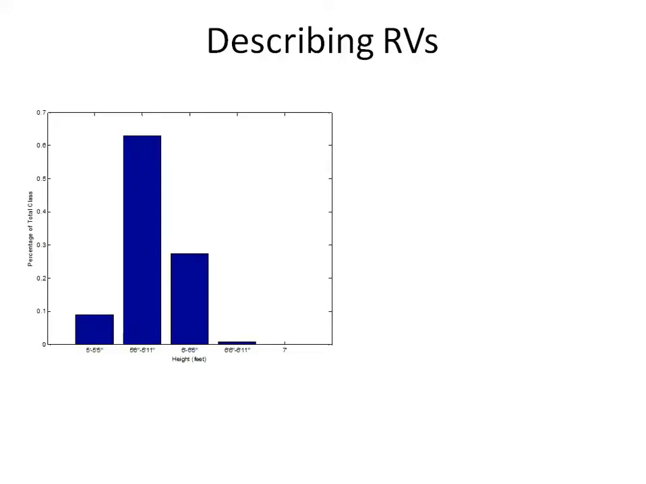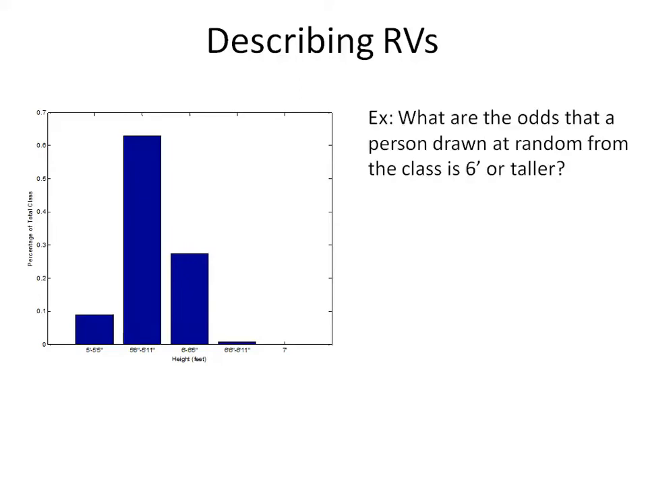So having our same probability density function, or PDF, as before, we can ask the question, for example, what are the odds that a person drawn at random from the class is either 6 feet or taller? So just by inspection, you can look and see 6 feet or taller would be the bar for 6 feet to 6'5", 6'6" to 6'11", and 7 feet. So it's these bars on the right that have been highlighted yellow.